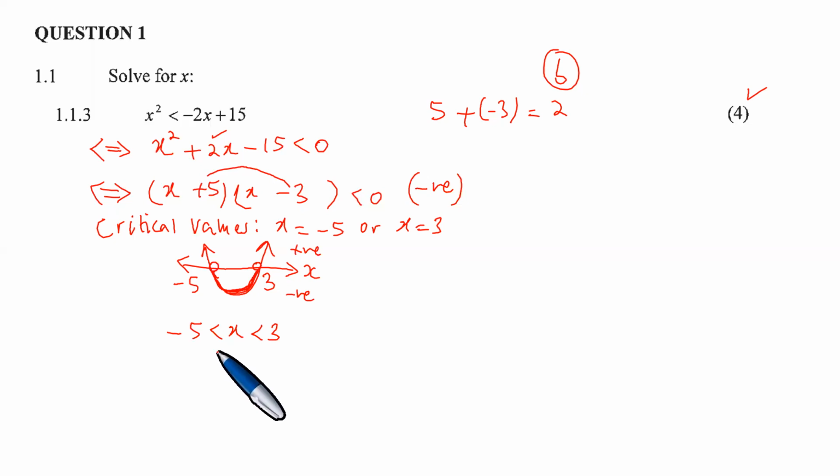And what is the answer to the question? The answer to the question is therefore that x lies between minus 5 and plus 3. And this is the solution to the quadratic inequality. So please make sure you understand that. We're yet to spend a bit more time on solving a lot of quadratic inequalities for you to build enough confidence.